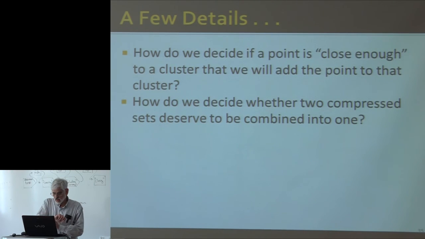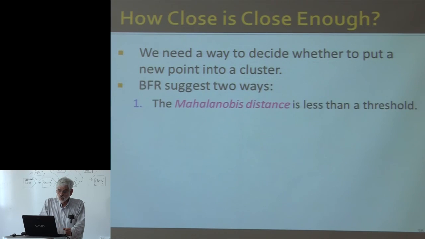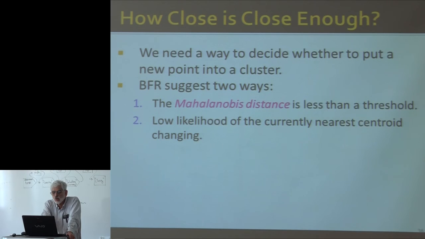Well, again, the time is pretty much up. Let me just go very quickly through this. There are really two approaches to deciding whether a point's close enough to a cluster, and there are also some approaches to asking whether compressed sets need to be combined. Well, one way to decide how close is close enough to put a point into a cluster is what's called the Mahalanobis distance, and I'll define that in a sentence. And the other approach, which I'm not going to really talk about, is this.